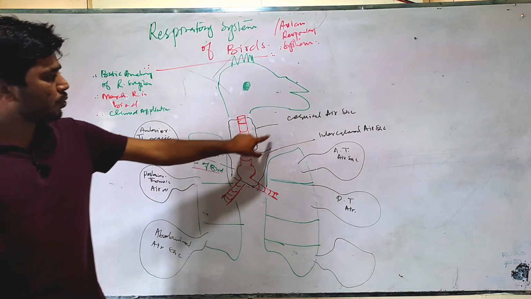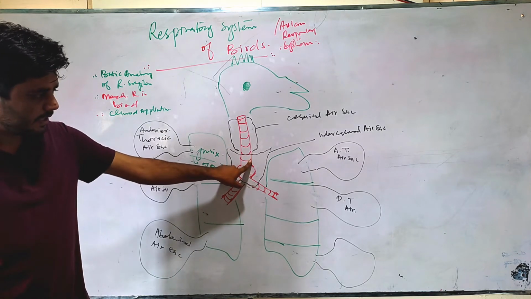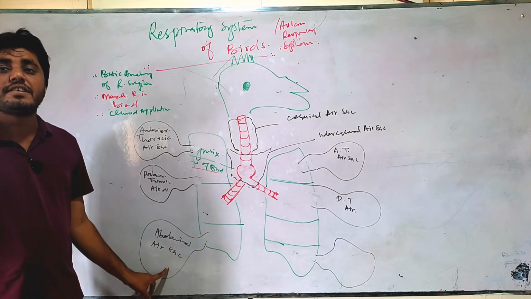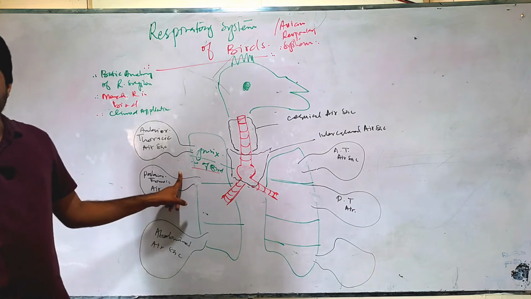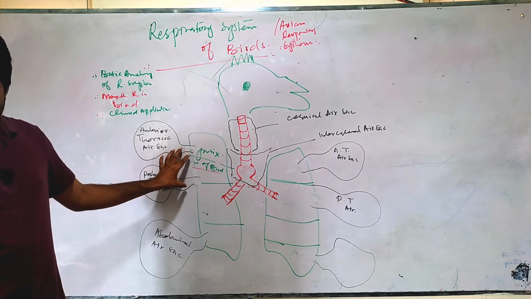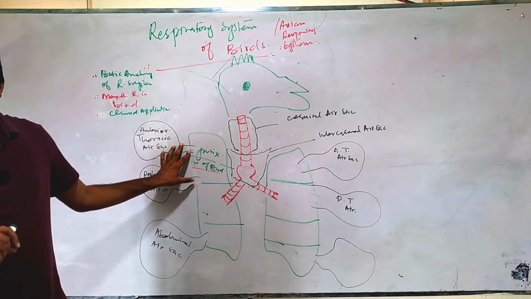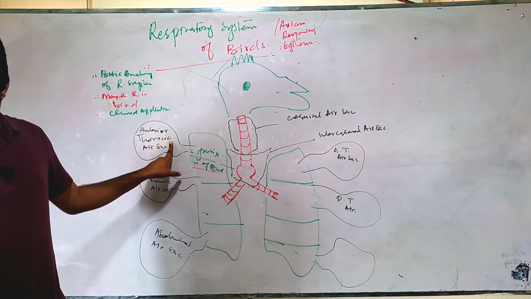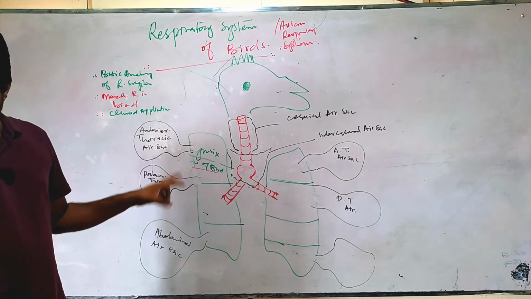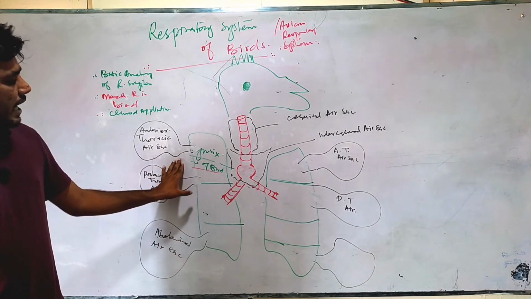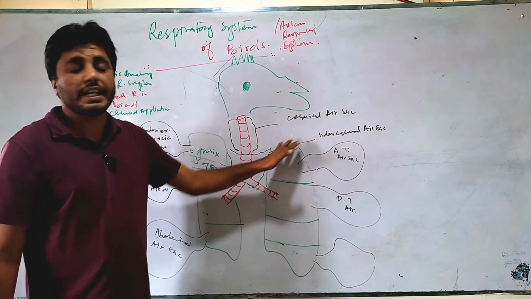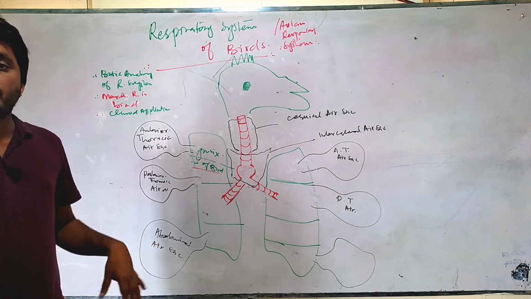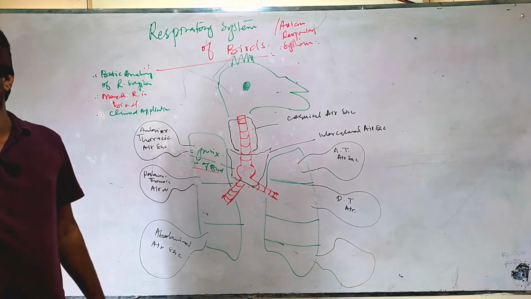So in that 9, 2 cervical, 1 interclavicular, 4 thoracic, 2 abdominal. These air sacs have many functions. Number one, they expand and relax. They expand and store air, but they are not involved in air exchange. Also, some, like the interclavicular air sac, can penetrate into bones like the humerus, which are called pneumatic bones. So they also help birds to fly.